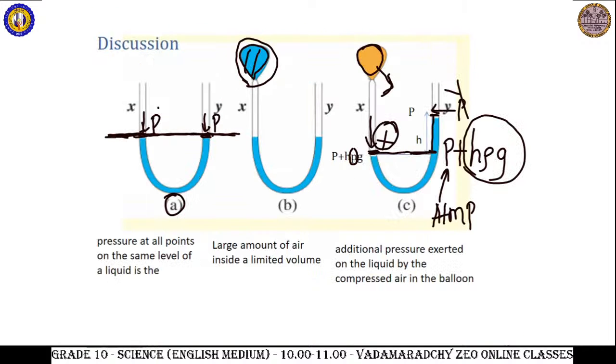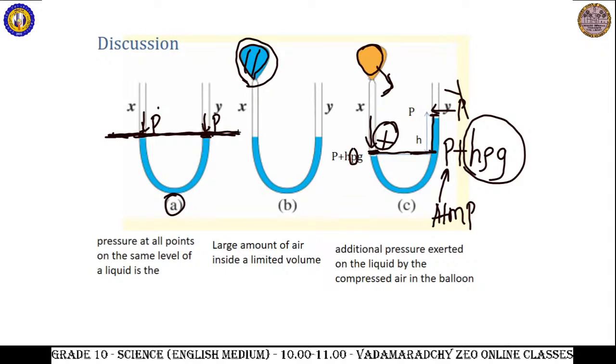Due to this observation, we can confirm that pressure is exerted when a compressed gas attempts to expand. Now we discuss why this observation occurs. When we pour water in the U tube, the water levels in both arms are equal because pressure at all points on the same level of a liquid is the same. We have already studied this. So if we pour the water in both arms, the water levels will be equal.